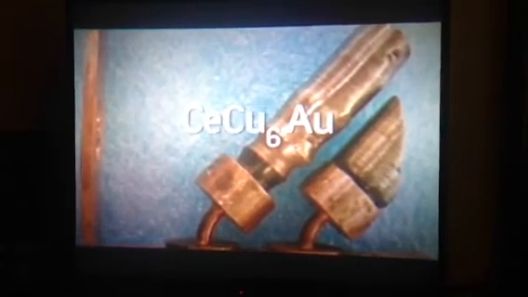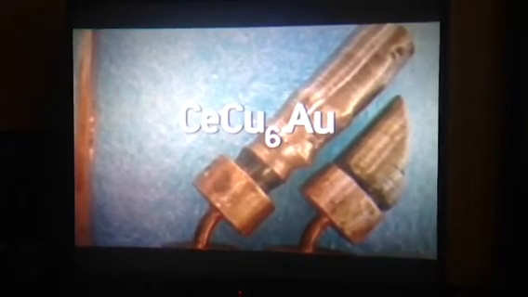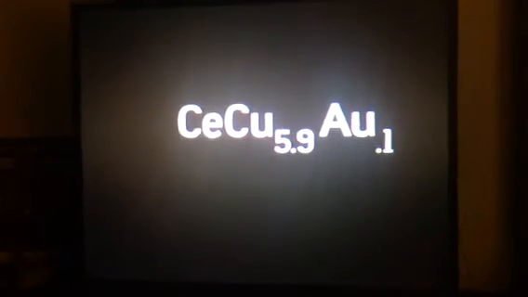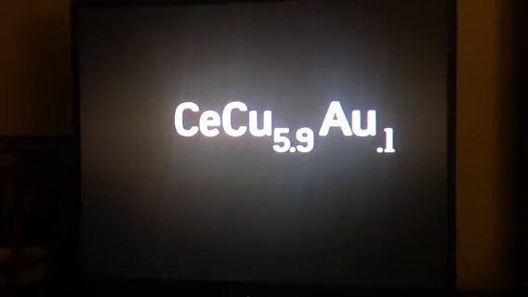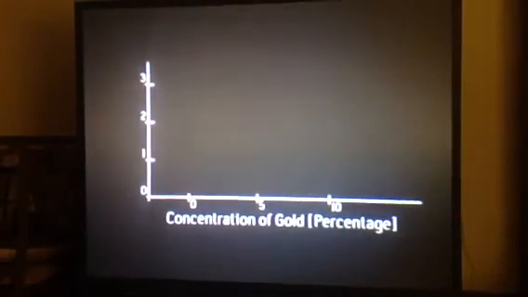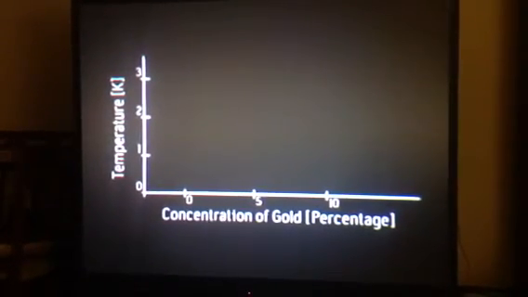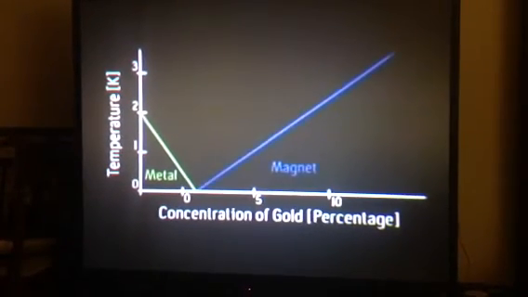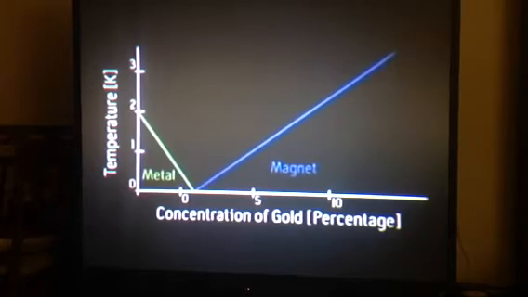One example of a material Coleman worked with that displayed interesting emergent behavior was cerium copper-6 gold. Cerium copper-6 by itself is an ordinary non-magnetic metal. But if you replace some of the copper atoms with gold atoms, its properties change. By adjusting the concentration of gold and the temperature, researchers can tune the material from a normal metallic state to a magnetic state, as shown on this phase diagram.